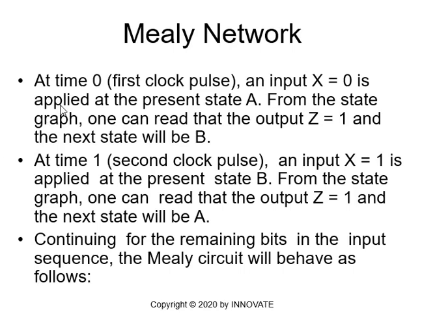So let's look at it a bit. At time 0, for the first clock pulse, the input x is 0. At the present state A, from the state graph, one can read that Z is 1 and the next state will be B. At time 1, the second clock pulse, the input x is 1 and the present state is B. From the state graph, one can read that Z will be 1 and the next state will be A. And continuing with the remaining bits of the input sequence, the Mealy network will behave as follows.